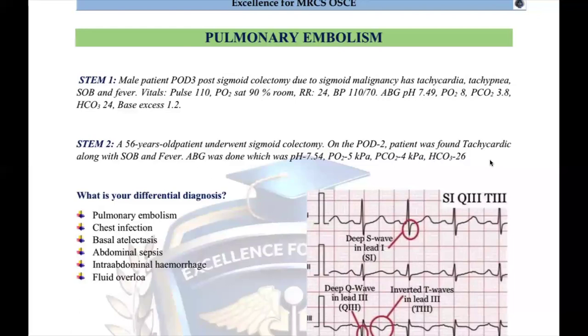So always remember, if you get a patient in a post-operative state who is having breathlessness and respiratory distress, and the patient is having respiratory alkalosis, don't dare to say anything other than pulmonary embolism.